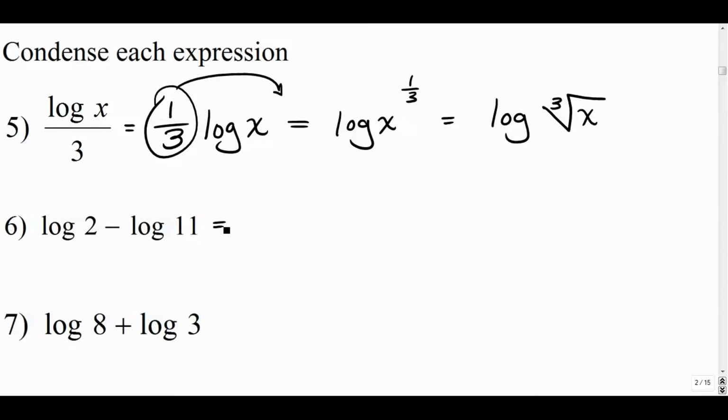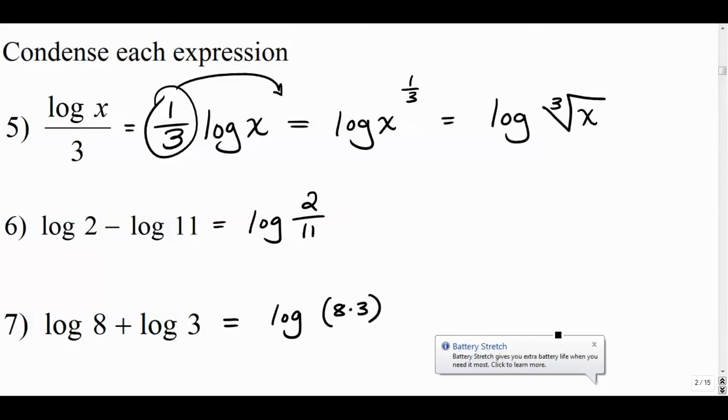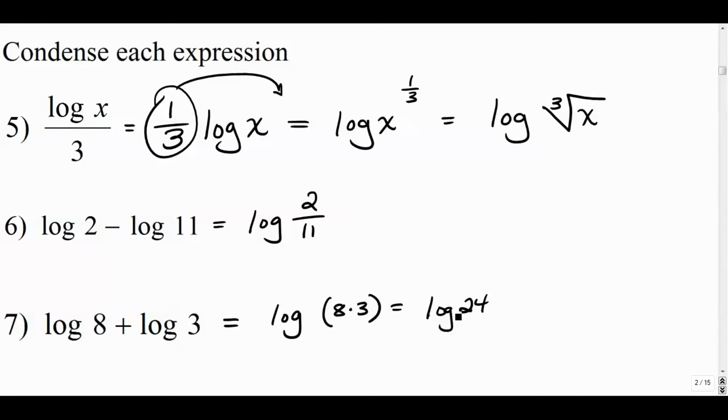Moving on, we have a subtraction. They have the same base, base 10, base 10. So this is going to be a base 10 logarithm of 2 over 11. Number 7 is an addition, same base. If they're added here, then they're multiplied here. 8 times 3 is 24. And if this can be simplified, you would simplify it, but it cannot, so I'll keep it there.